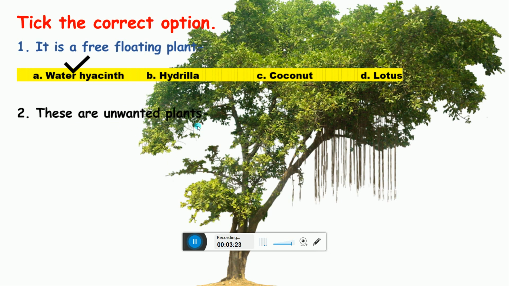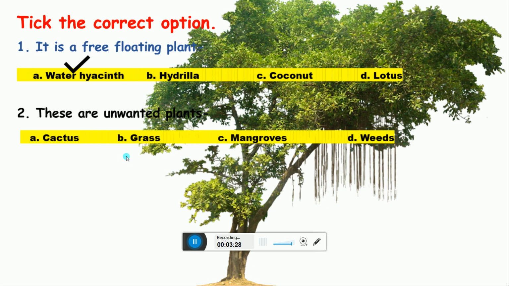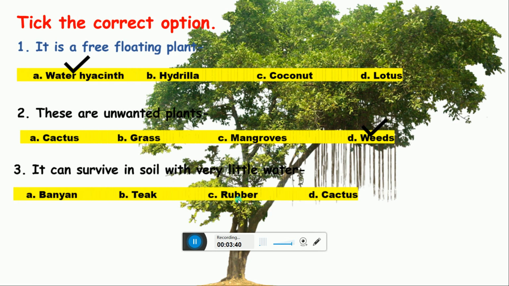Next question is, these are unwanted plants. The options are cactus, grass, mangroves and weeds. So the answer is weeds. Third question is, it can survive in soil with very little water. The options are banyan tree, teak, rubber and cactus. So the answer is cactus because it is found in desert conditions which are devoid of water.